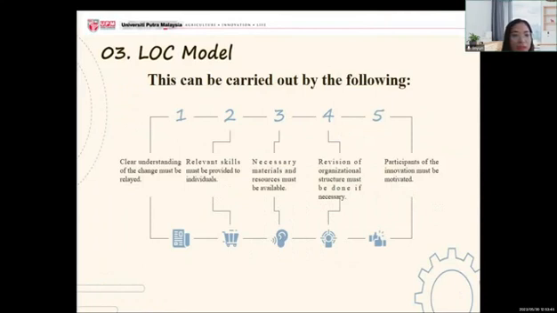The LOC model is the last model. This model treats staff resistance to change as problematic and proposes that we should collect data to determine the extent and nature of the resistance in implementing the curriculum. This can be carried out by the following. A clear understanding of the change must be relayed. Relevant skills must be provided to individuals. Necessary materials and resources must be available. Revision of organizational structure must be done if necessary. Participants of the innovation must be motivated.